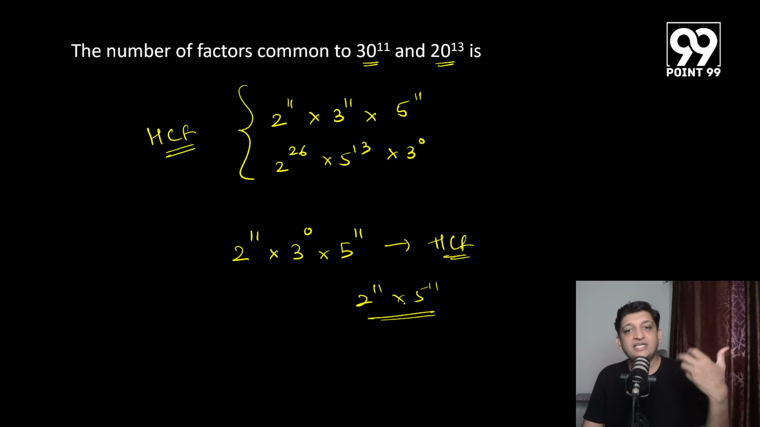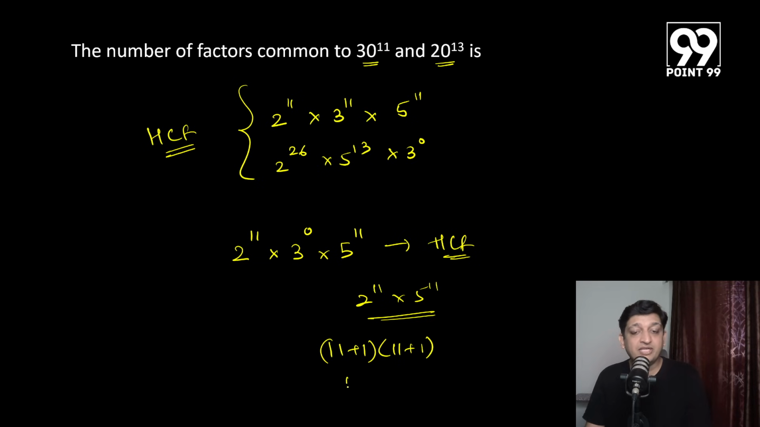So all the factors of 2 raised to 11 into 5 raised to 11 will be the factors that will be common to 30 raised to 11 and 20 raised to 13. How many factors does this have? It's going to be 11 plus 1 multiplied by 11 plus 1, or 12 into 12, that is 144. So there will be 144 factors that will be common to 30 raised to 11 and 20 raised to 13, and that should of course be the answer to our question as well.